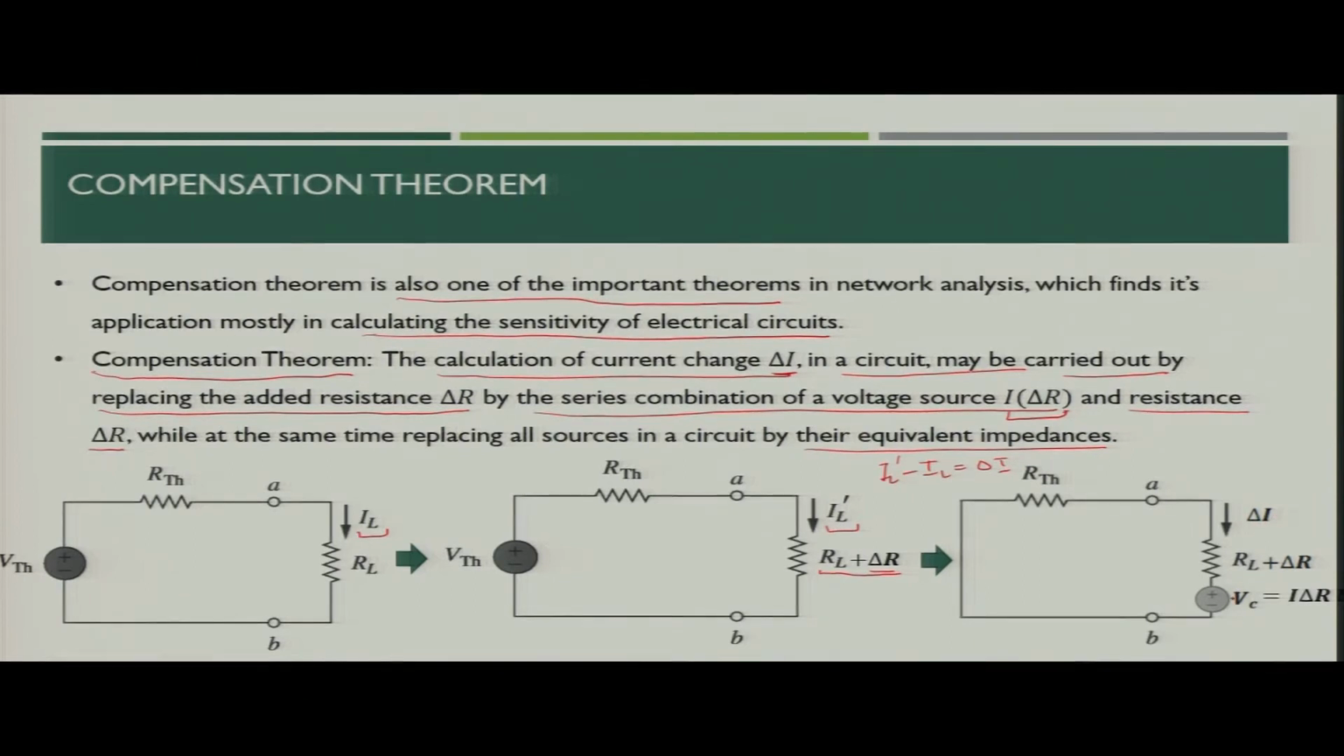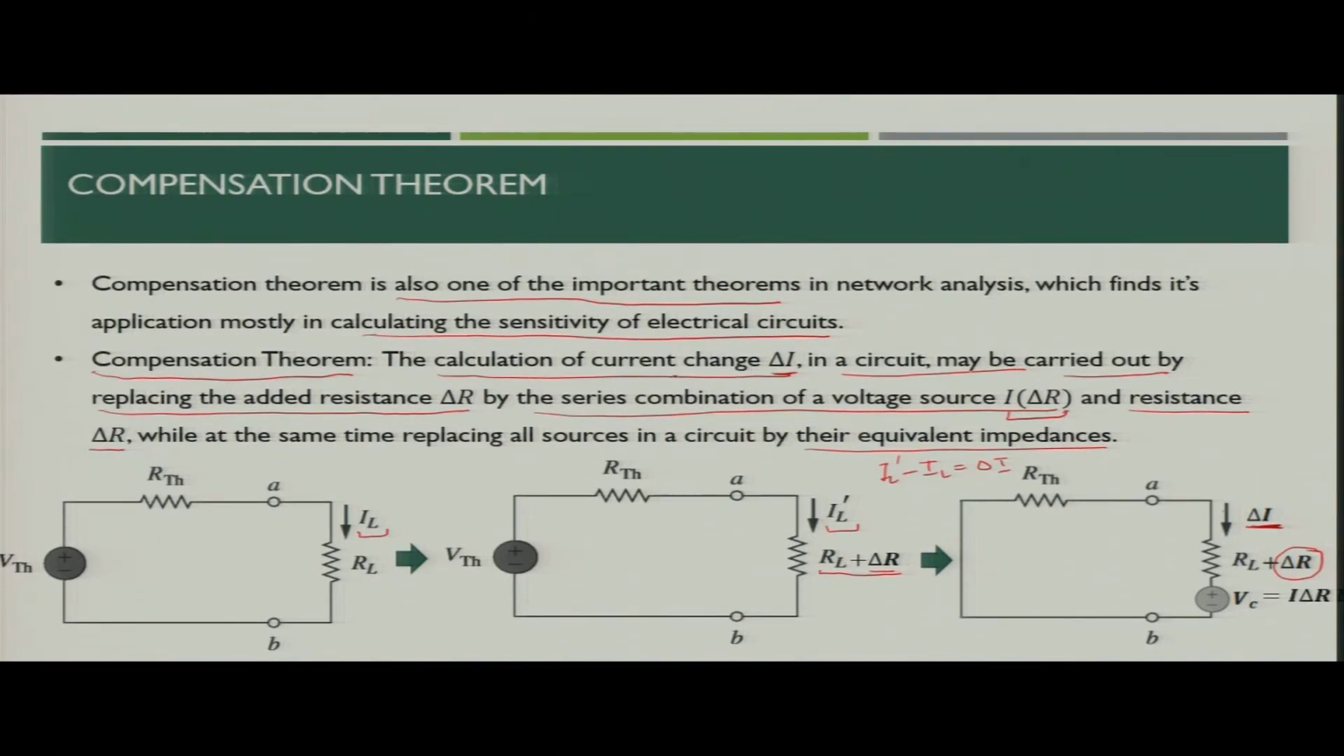So, what would be the value of delta I? Delta I would be simply Vc. Here, since the direction of Vc is opposite to the current flow, this will become minus Vc divided by RL plus delta R plus RTH. So, this is the value you can simply calculate with the help of the updated circuit. So, by using the compensation theorem, you can directly see the impact on delta I because of the change in resistance delta R, and this is what the compensation theorem says.